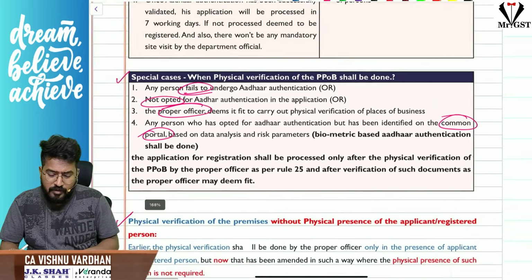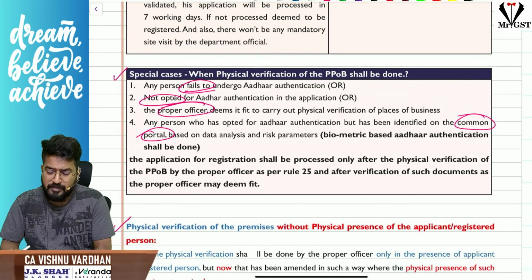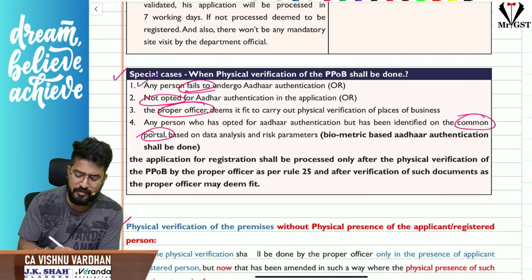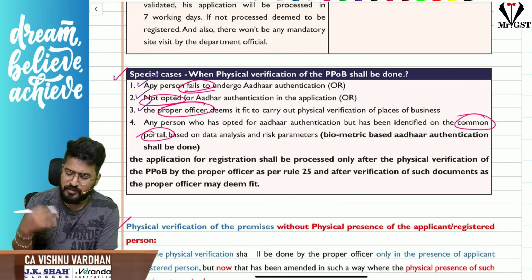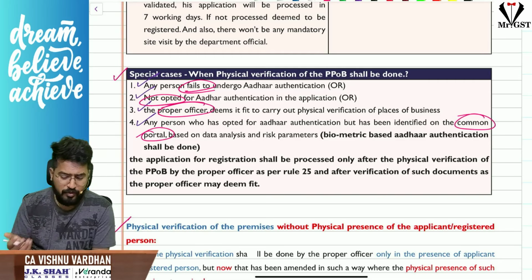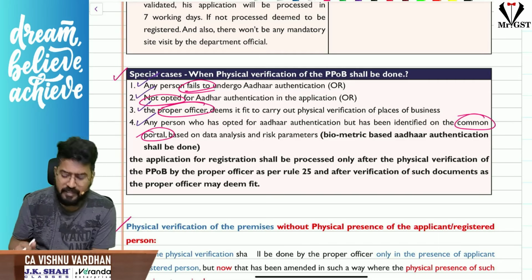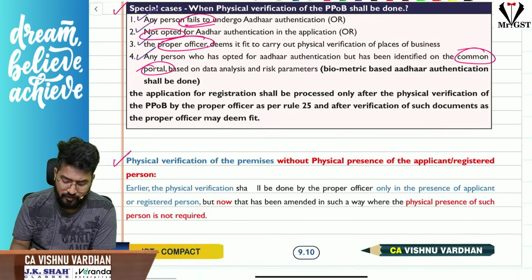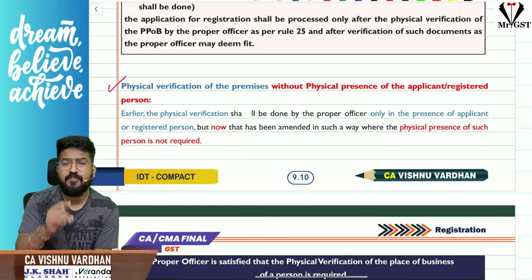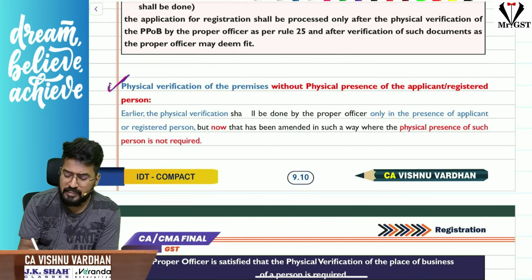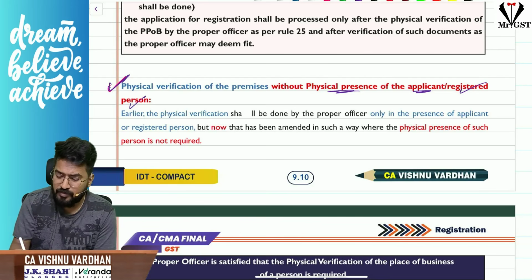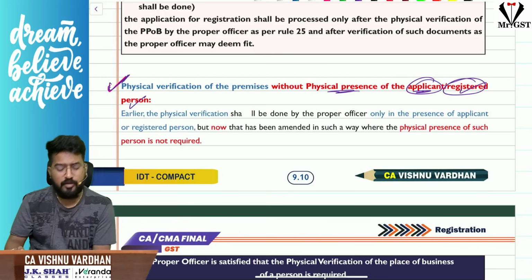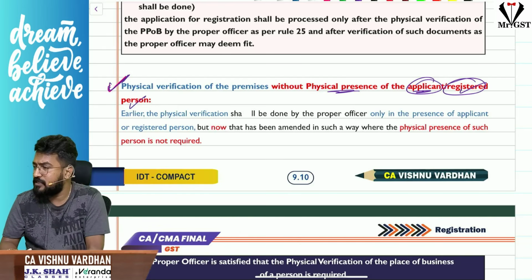Now, sir, when will physical verification of the principal place of business be done? As I already told you, if Aadhaar authentication failed, or you have not opted, or the proper officer wants to carry out site verification, or the common portal has selected your application based on data analysis and risk parameters for biometric based Aadhaar authentication, then physical verification will be done. And the interesting thing is, sir, the physical presence of the applicant or the registered person is not required for carrying out the physical verification of the premises. Okay, that is the point. Next.